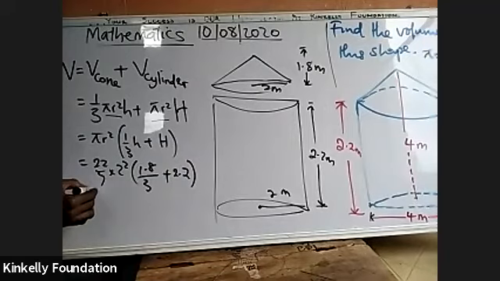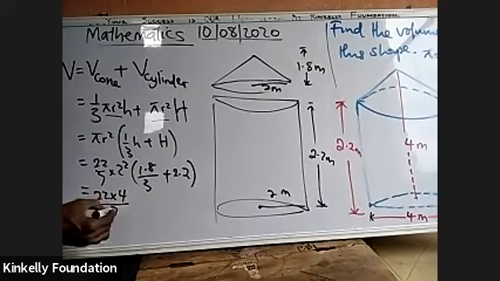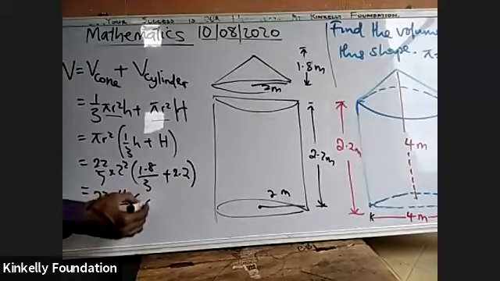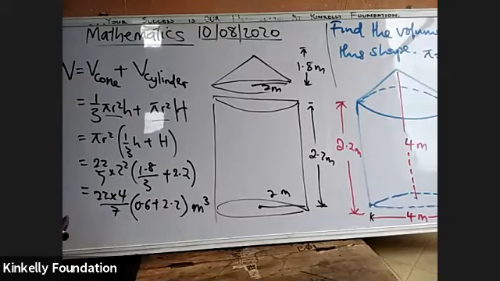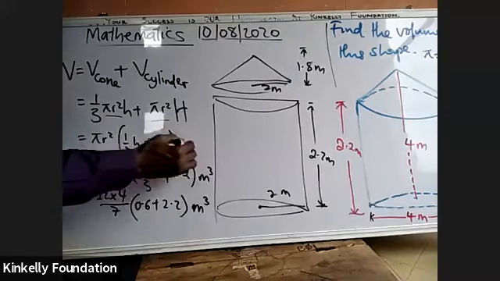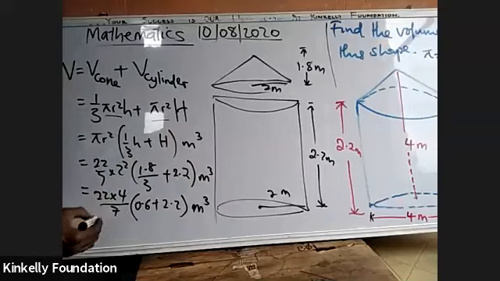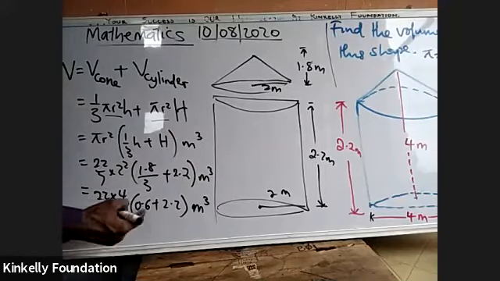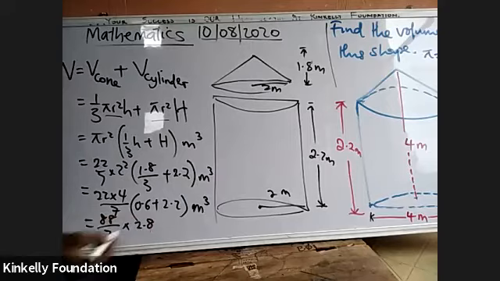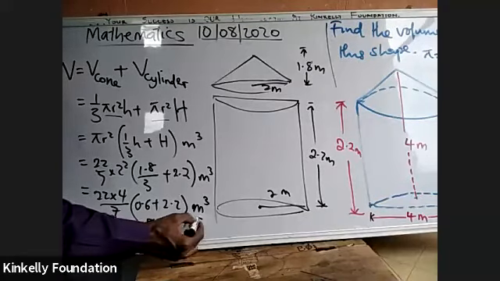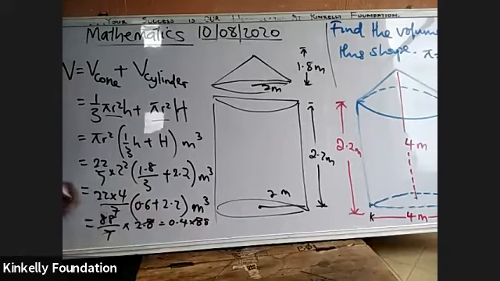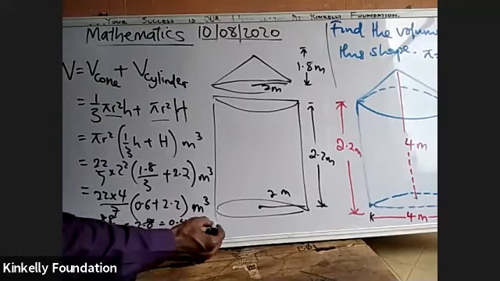Now we have what? 22 times 4/7. This is 0.6 plus 2.2 in meter cube. Remember, this is meter cube because this is meter squared times meter, which is meter cube. So what we have is what? 88/7 times this plus this, which is 2.8. Now this goes with this one to give us 0.4 times 88. What do we have? Remember, a meter cube.